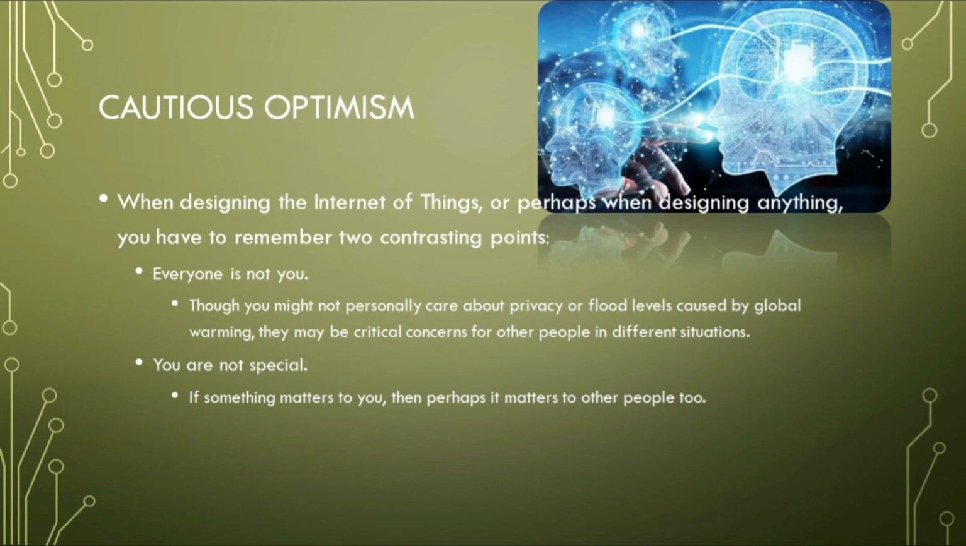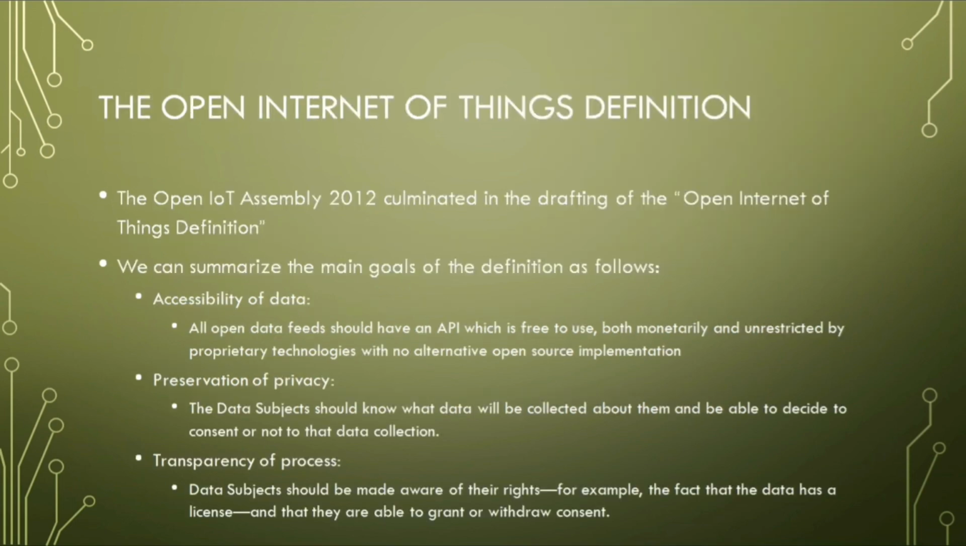There are two contrasting points one should always remember while designing Internet of Things. That is, everyone is not you and you are not special. And this makes us realize that different technology matters differently to different people. The definition of Open Internet of Things can be summarized in three things. The first is accessibility of data. The second is preservation of privacy. And the third one is transparency of process.